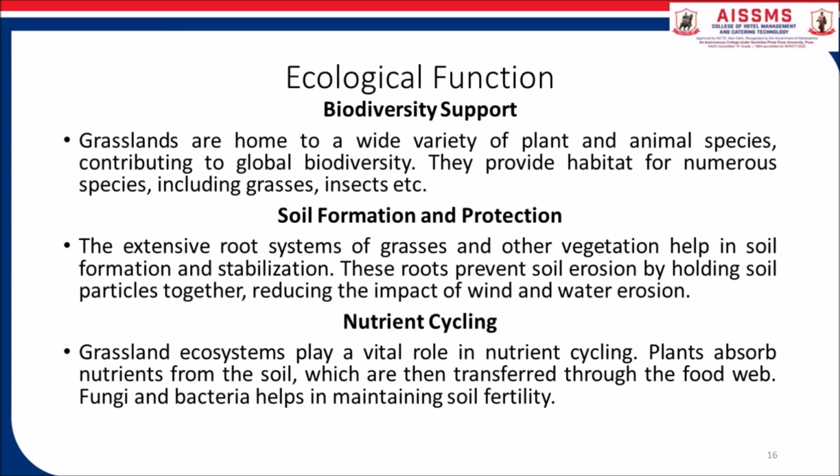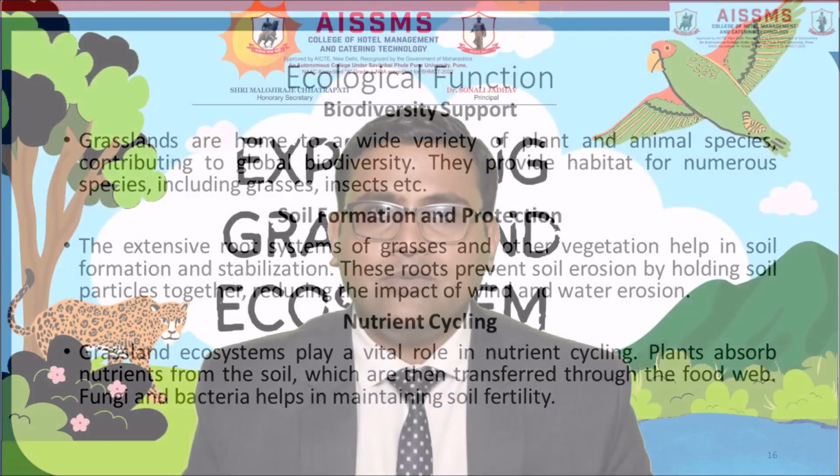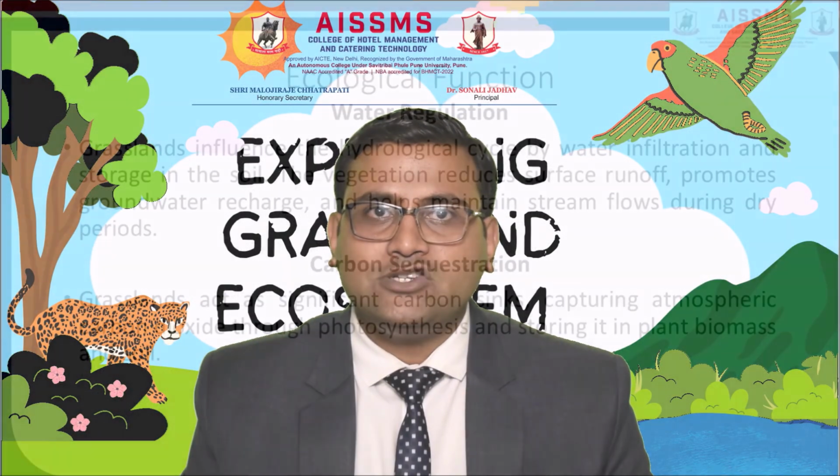Next, nutrient cycling. Grassland ecosystems play a vital role in nutrient cycling. Plants absorb various kinds of nutrients from the soil, which are also transferred through the food web and decomposed in the form of fungi and bacteria. This breakdown of dead organic matter returns the nutrients back to the soil and maintains the soil fertility, which will be beneficial for the ecosystem.